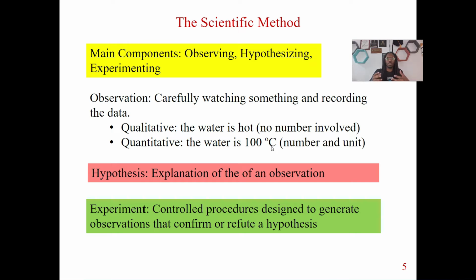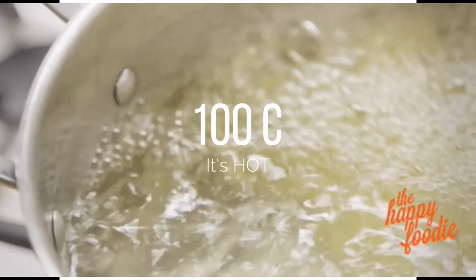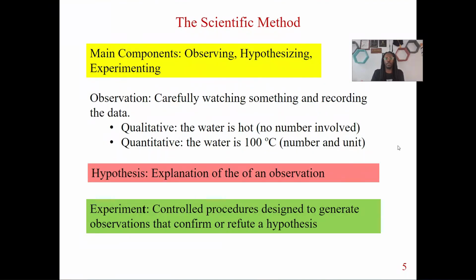So once I see it start steaming and boiling, what do we observe for this quantitative data? It's at 100 degrees Celsius. And if you didn't know, water boils at 100 degrees Celsius. And this is my quantitative data that I'm observing. Now, with this, observation, that's the first component of the scientific method. Then we got our hypothesis.